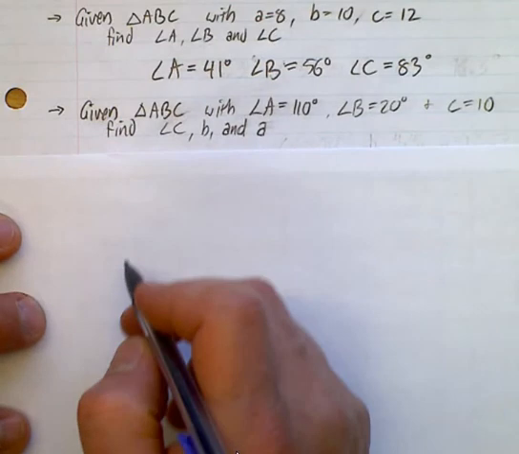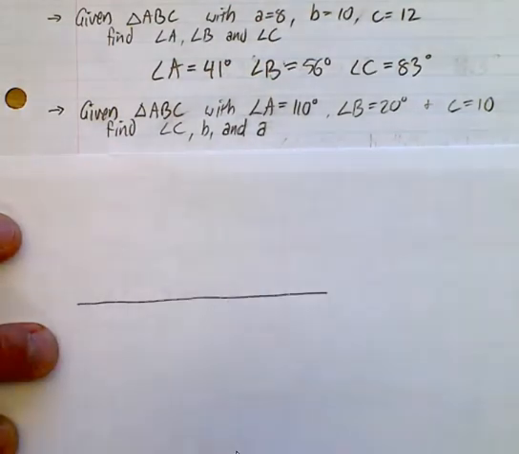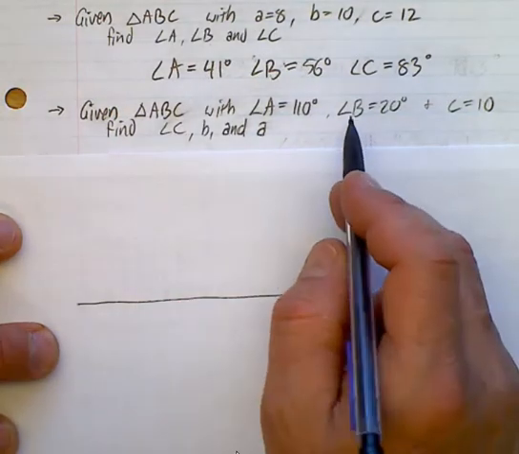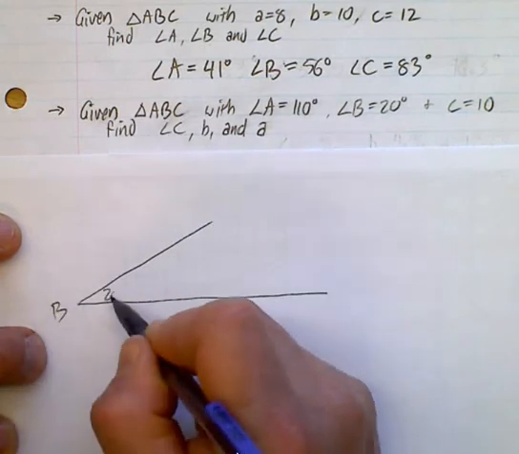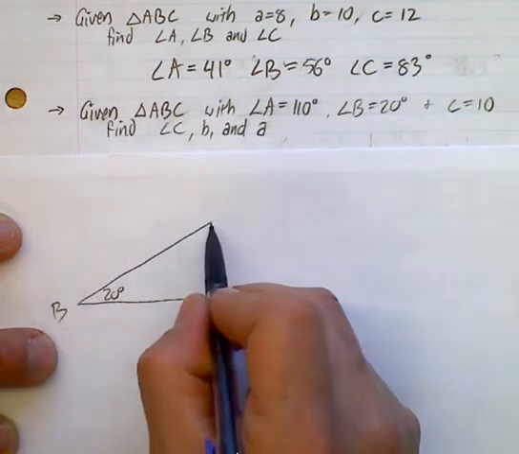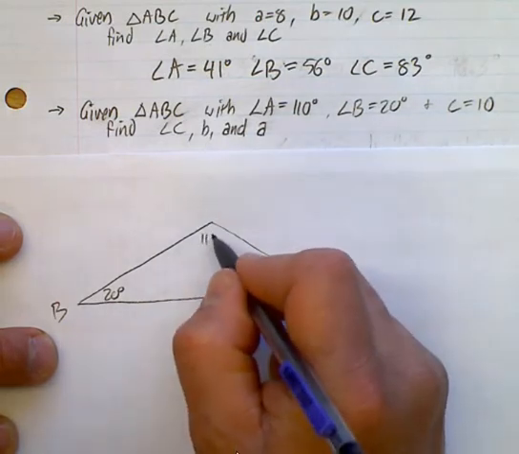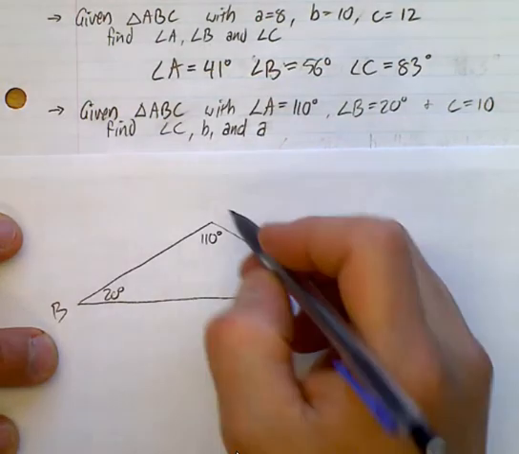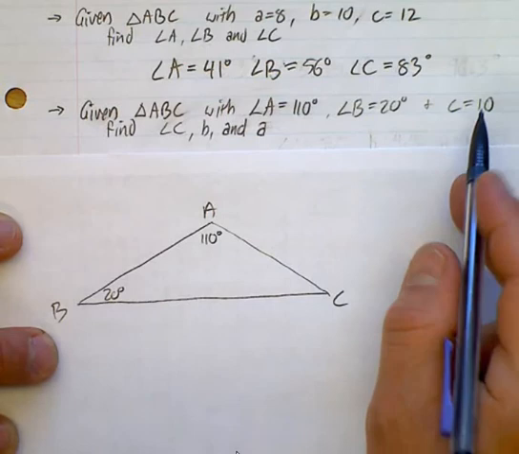Given triangle ABC, again, always start with your base, okay? Let's put the angle 20 down here, right? So we'll call this B, make that 20 degrees. All the triangles that we draw kind of look like this, so why don't we put the 110 up here, make it a little bit easier for us. We'll call this angle A, that means that this is angle C, and they said that C is 10.